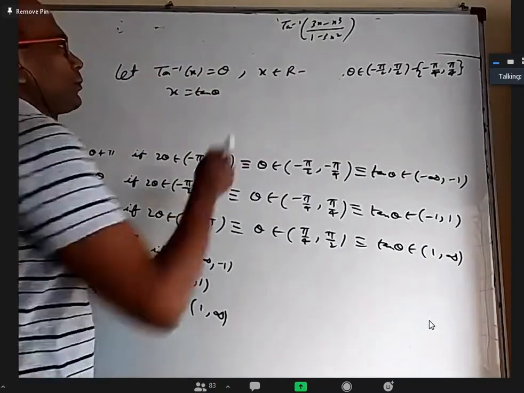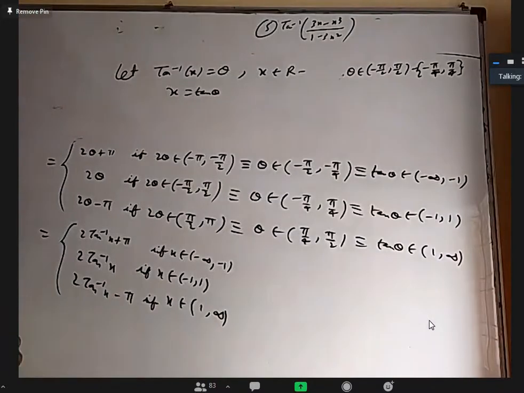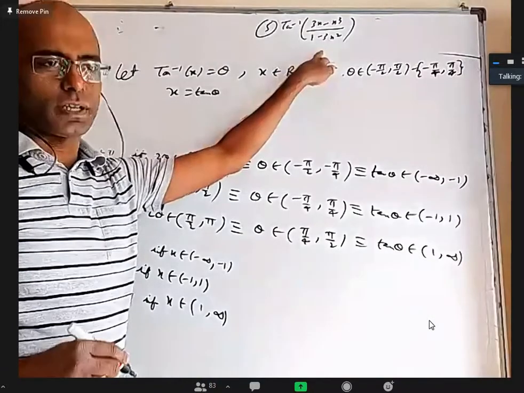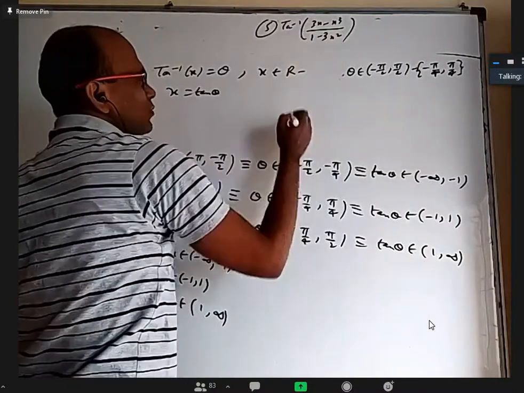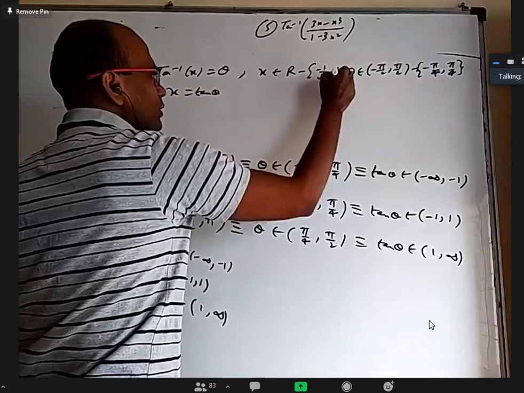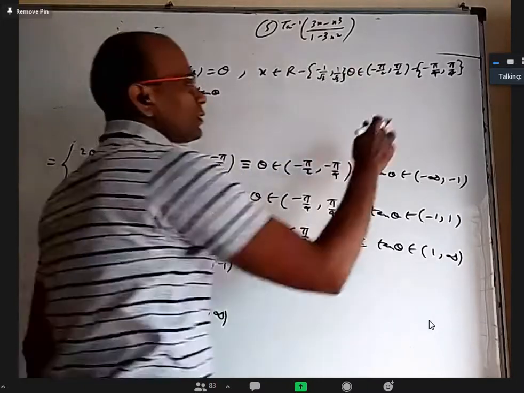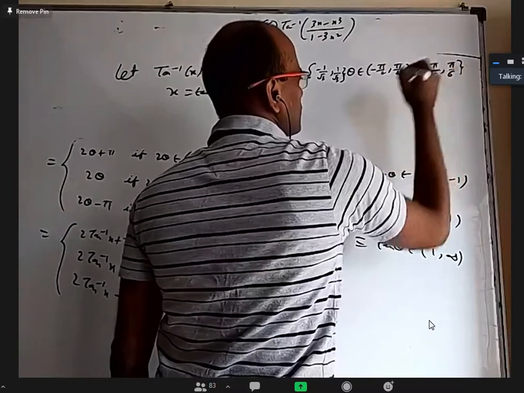Okay, next one. Tan inverse of 3x minus x cube by 1 minus 3x square. We know for what x values it is not defined. Wherever the denominator is 0, it is not defined there, which is 1 by root 3 and minus 1 by root 3. So all real numbers except minus 1 by root 3 and 1 by root 3. Similarly, theta's pi by 6 and minus pi by 6 have to be removed.